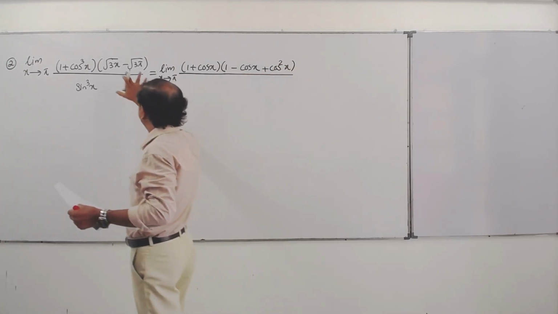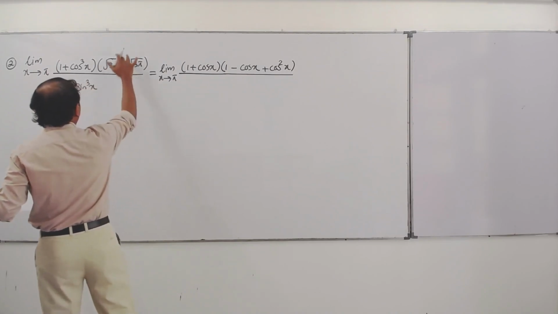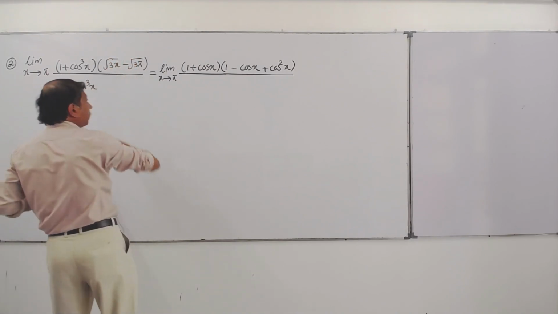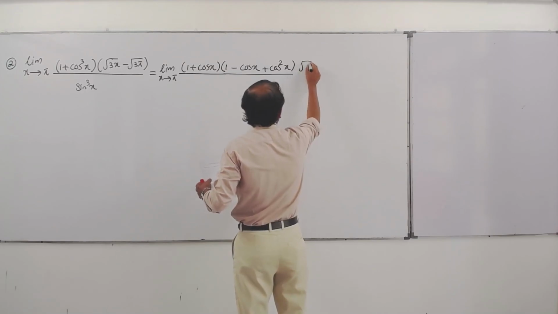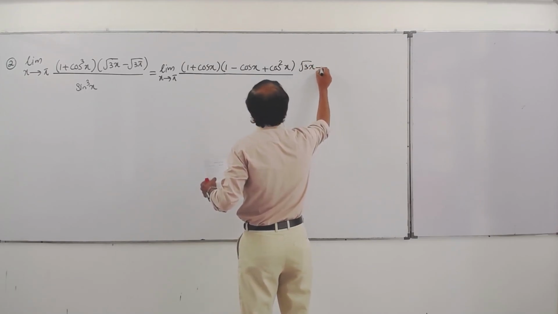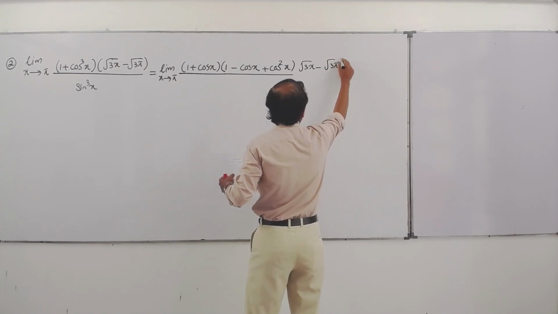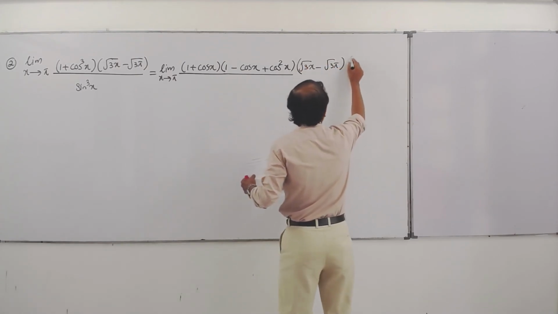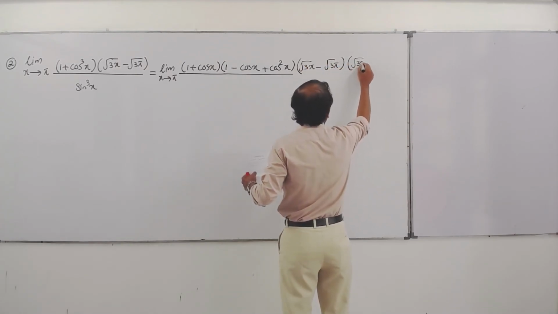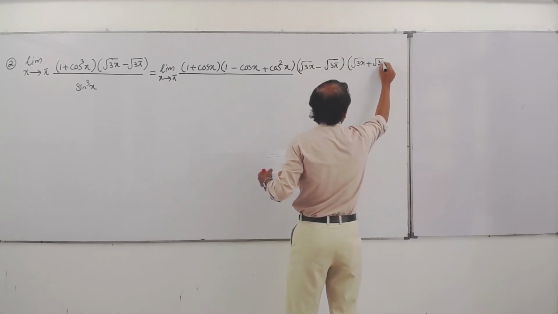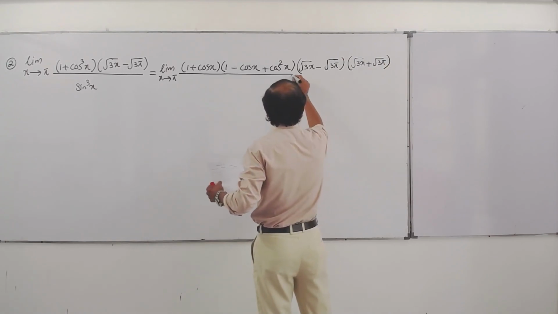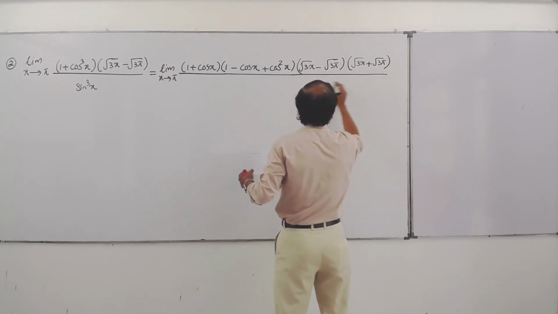And to eliminate this, we multiply numerator and denominator both by the conjugate of this. The conjugate is root 3x minus root 3 pi into root 3x plus root 3 pi. By this we multiply both the numerator and denominator.